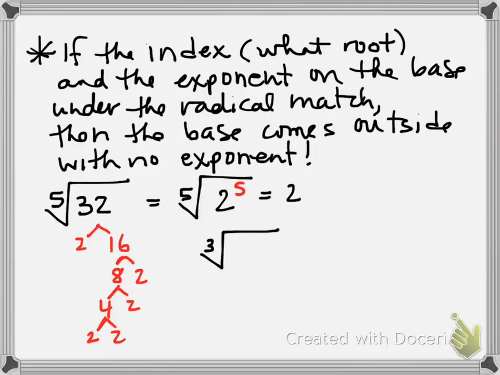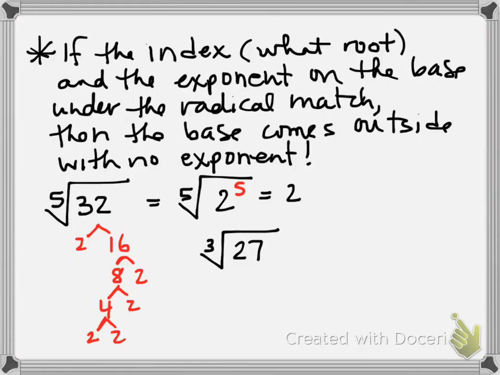But what if it was a 6? Then there would be one left behind. I can only take out multiples of 5. So if I have anything beyond 5, it would stay behind under the radical sign. Okay? So let's look at this one. So I can't take the cube root of 27 because I only have one of them. So is there a different way to rewrite 27?